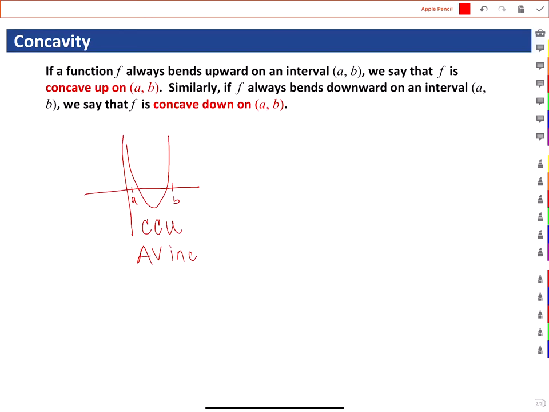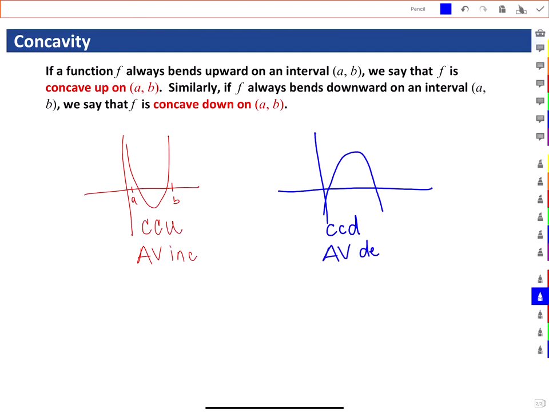Okay, similarly, if f always bends downward on an interval a to b, we say that f is concave down on a to b. Okay, so bending down would obviously be our other parabola. So then that means it would have to go down. So this is, oh, and CC, by the way, means concave. Concave down. And then that was what we said our average rates of change are decreasing. Okay, so like I said, concave up, concave down.